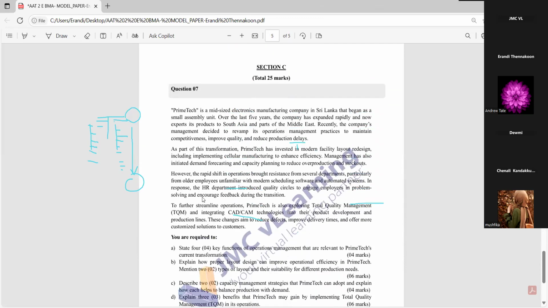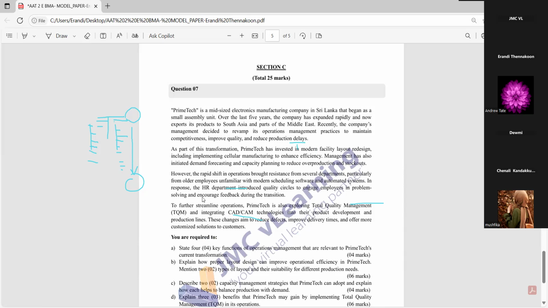Okay, now I'm moving to the last part of this paper, one of the important questions, which will give you 25 marks, right? This is section C. You need to read this case study first, right? I'll give you a few minutes to read this. Okay, you can read with me.